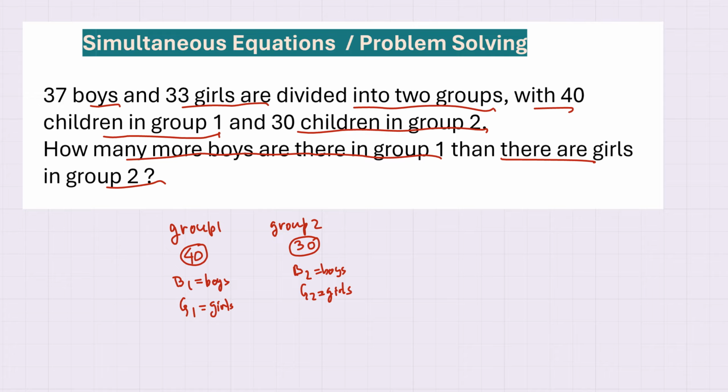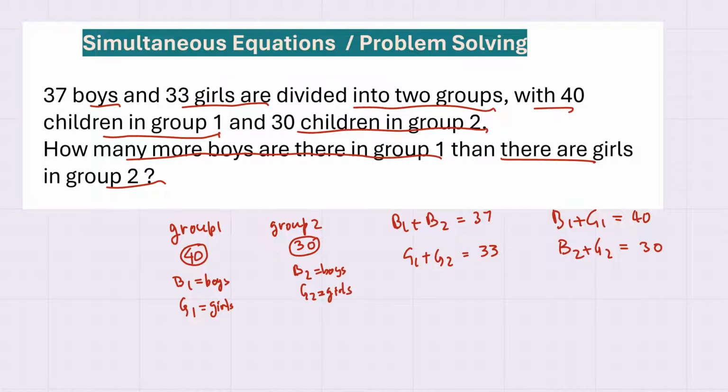So the question tells us that the total number of boys is 37. So let's write down what we know. B1 plus B2 equals 37, and G1 plus G2 is equal to 33. And then we also know that B1 plus G1 is equal to 40, and B2 plus G2 is equal to 30.